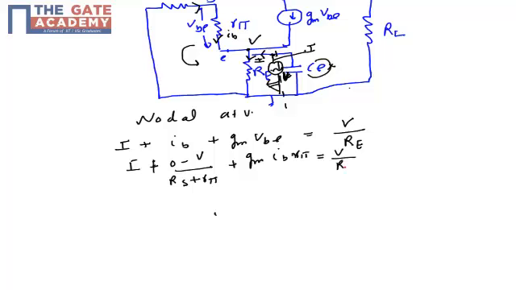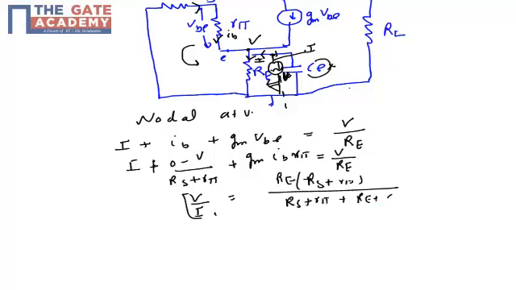Okay, for V by RE. If you solve this expression and find the expression in terms of V and I, you can put the value of IB here also. After the calculation, you will get the final expression as RE plus RE into (Rs plus r pi) upon (Rs plus r pi plus RE plus gm r pi RE). This will be your final expression for this calculation.